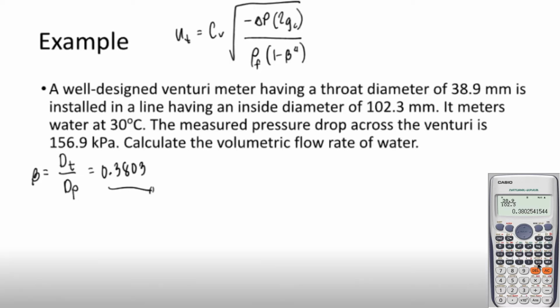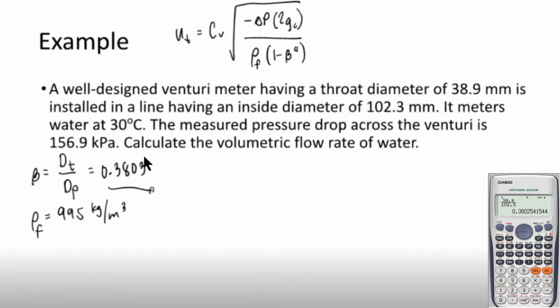Our other given from the problem is, first, the Venturi meters water at 30 degrees Celsius. The density of water at 30 degrees Celsius is around 995 kilograms per cubic meter. So we're going to use that later. This is the density of the working fluid, not to be confused with the density of the manometric fluid. As mentioned earlier, we have our pressure drop, 156.9 kilopascals. You simply have to convert this to pascals so that there would be no conflicts in the units.